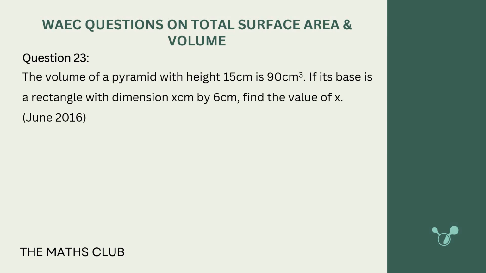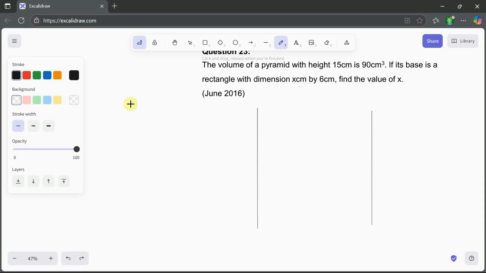Question 23 says that the volume of a pyramid with height 15 centimeter is 90 centimeter cube. If its base is a rectangle with dimension x centimeter by 6 centimeter, find the value of x. This is from June 2016. For this kind of question, you can just draw out the pyramid, a rough sketch. You know that this is the rectangular base, and maybe something joining. So what are we given?